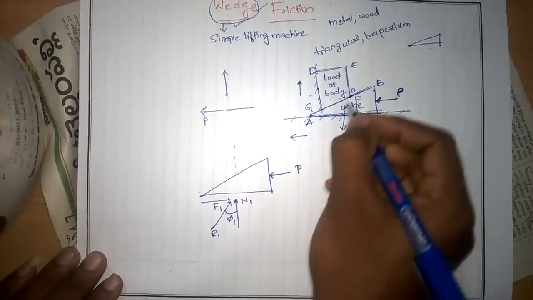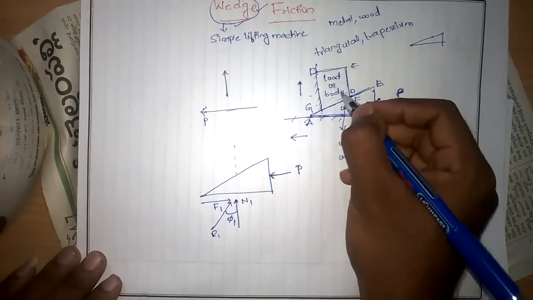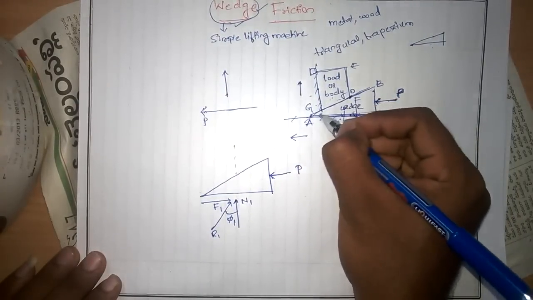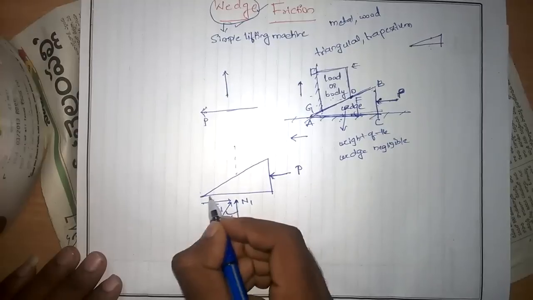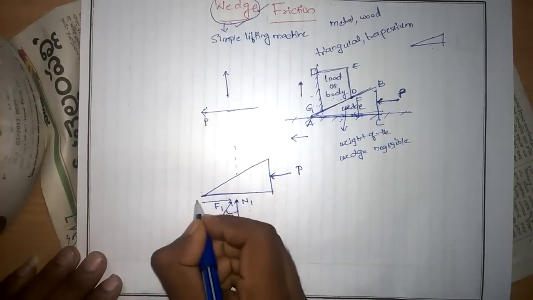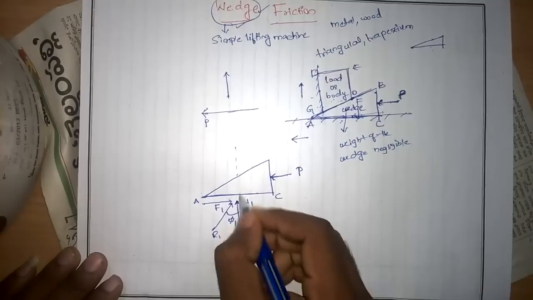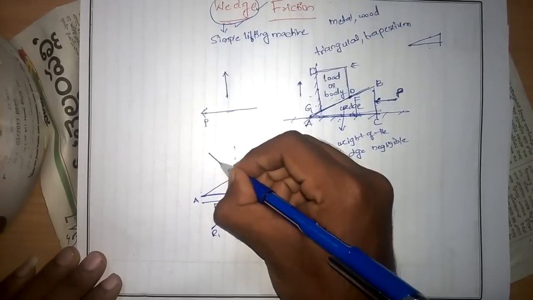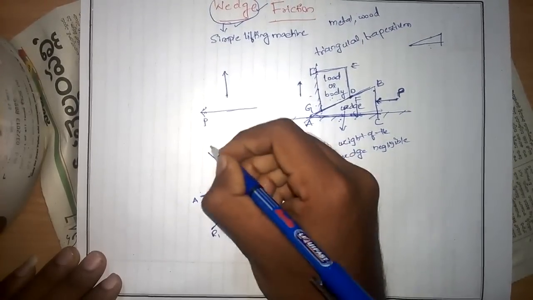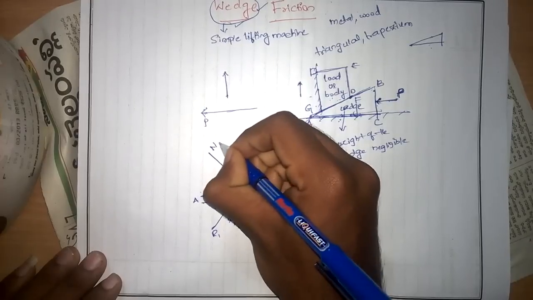If you consider this surface, here it is in contact, therefore there will be a normal reaction generated normal to the surface. Here also, the normal reaction to this AC is generated normal to the surface. Here there will be a reaction generated, that is the normal reaction. I am considering it as N2.